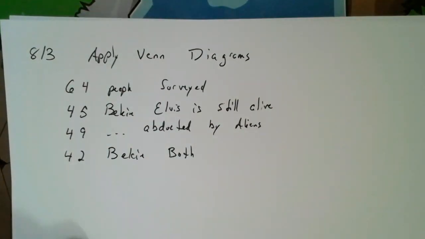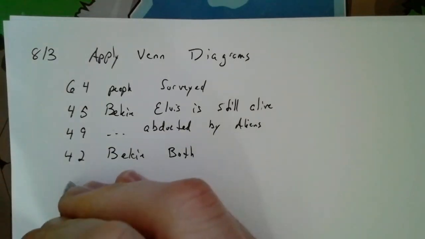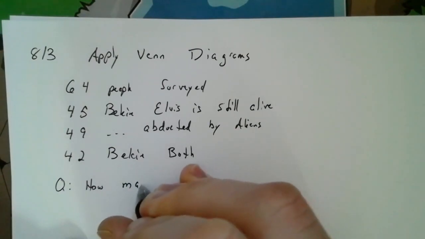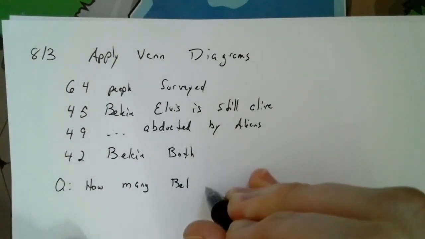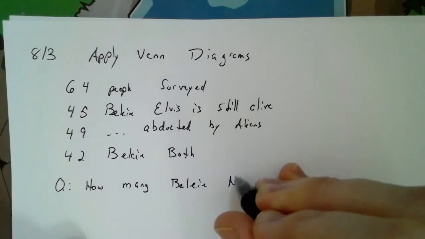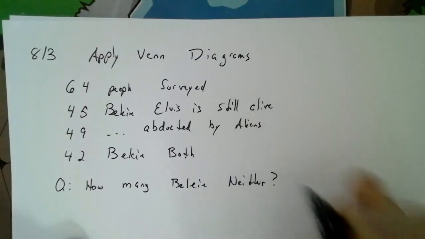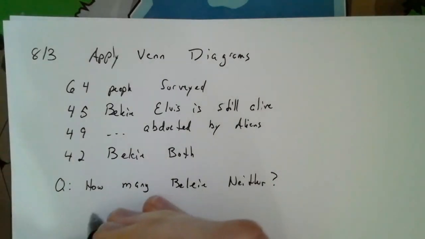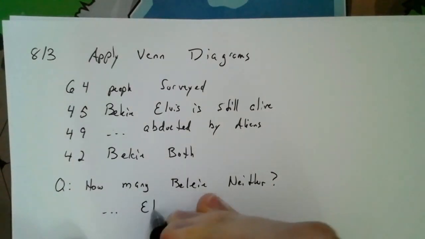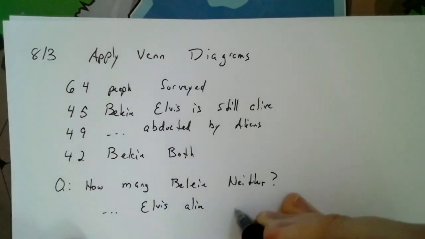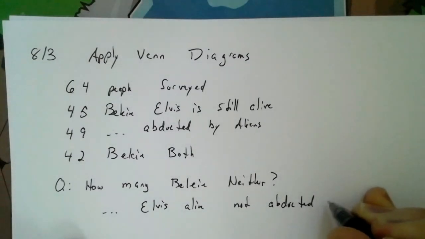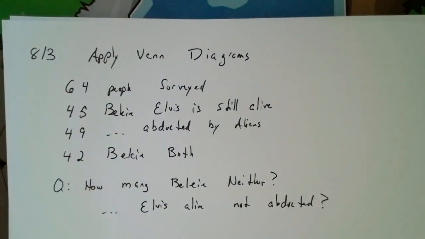So what we're asked to find out is, how many believe neither? And we also want to know how many believe Elvis is alive but don't believe they were abducted. So how many Elvis alive, not abducted? So what we're going to do is use a Venn diagram to set this up.